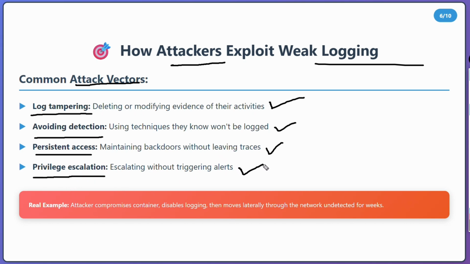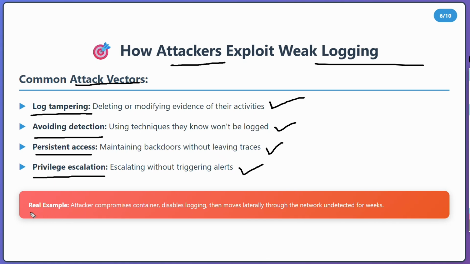And the fourth and final attack vector was privilege escalation. That means escalating without triggering alerts. Whenever there is a weak logging mechanism, obviously there is no alert mechanism when attackers gain escalated privileges. That's one of the major blind spots for your security posture if you don't have a logging mechanism.